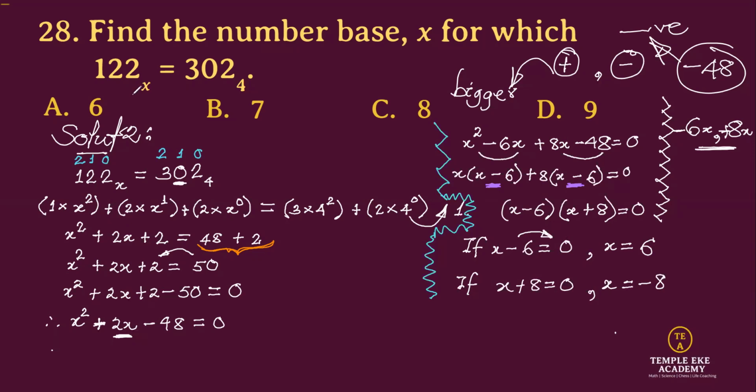And now this is the decisive moment. The base of a number cannot be negative. x is a number base. It is not allowed to be negative, and therefore the answer x equals minus 8 will be rejected at this point. And therefore, in the final analysis, x equals the surviving answer, 6. Very simple. And that is actually option A right there.